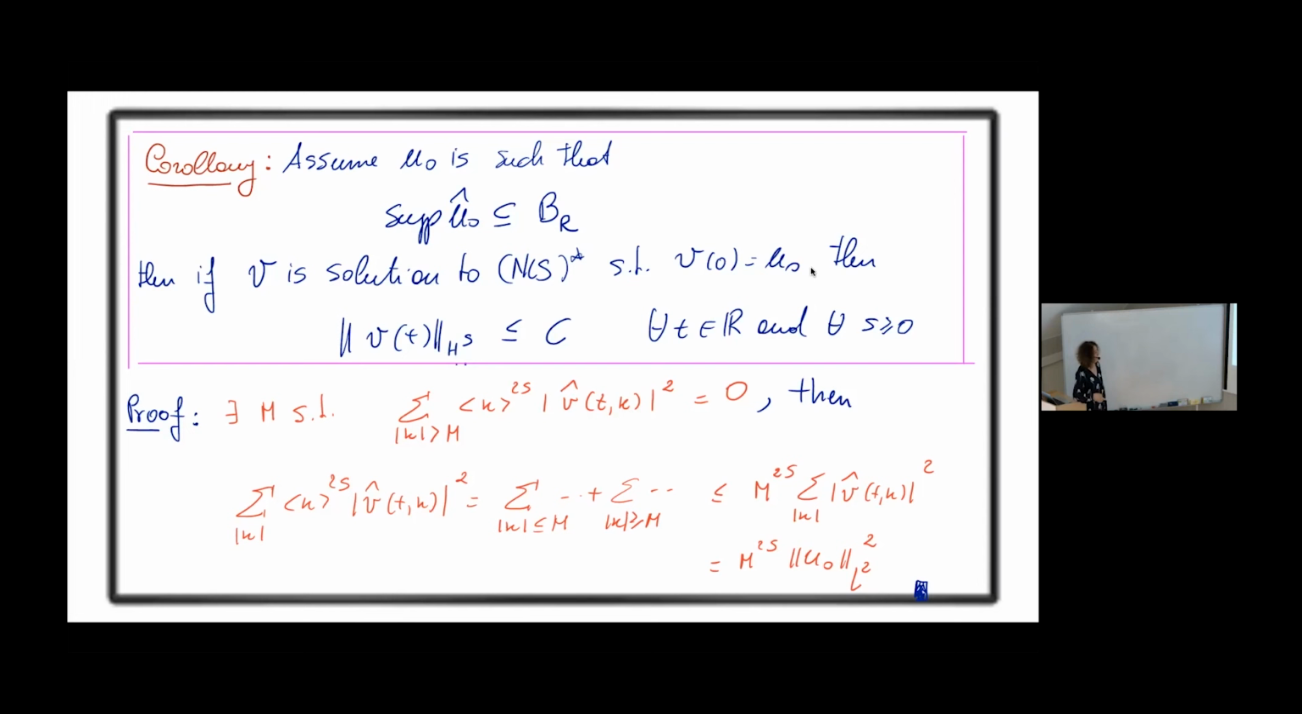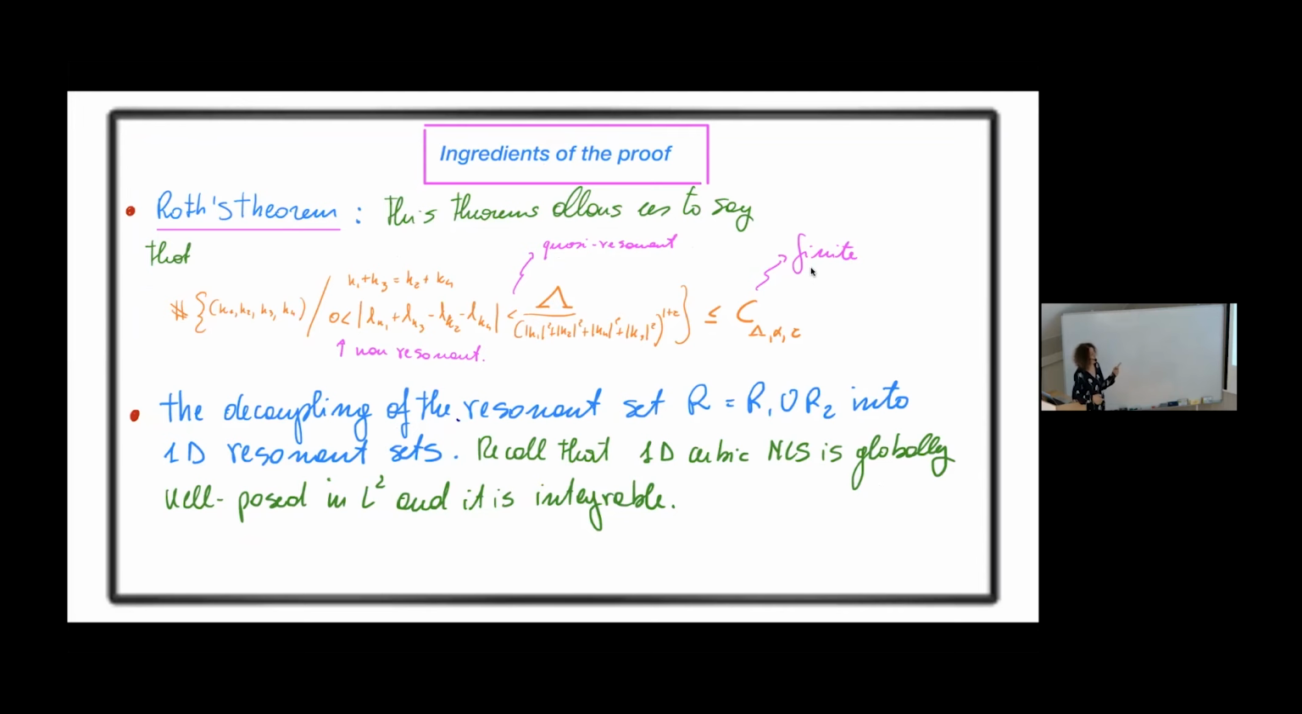Okay, now the ingredients of the proofs. A very important fact to note is this: if you look at how many quadruplets of frequencies are non-resonant but quasi-resonant, this is a finite number. The finite number depends on the large lambda, the tau, and the alpha itself, which is the irrationality of the torus. But there are finitely many.